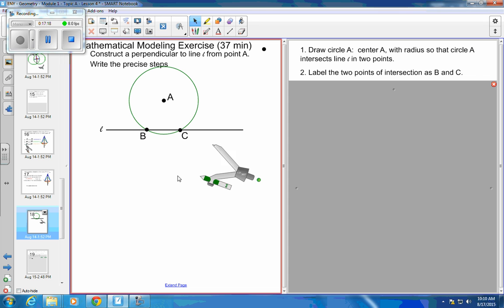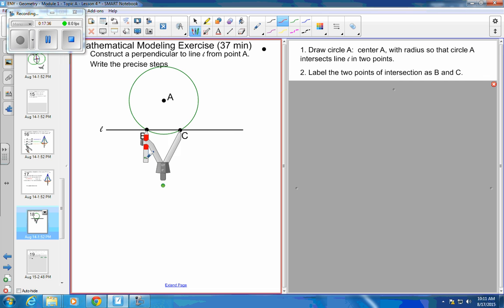Okay, what should we do next? Well, from previous constructions, we've taken our compass onto our intersection point and drawn more circles. I adjusted my compass there, so I'm going to change the color of my compass so you can see that it's a different width. So this is going to be from B to C. I'm going to draw that compass.